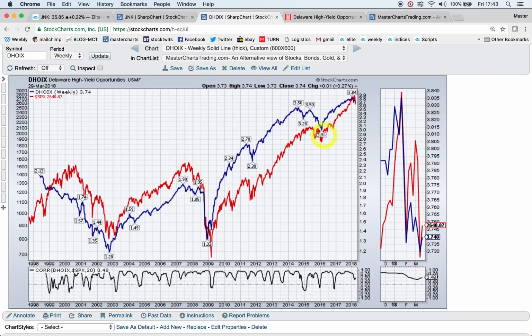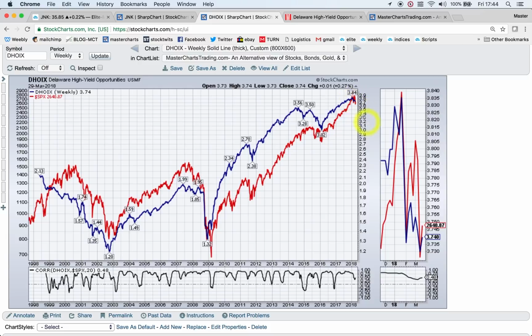You can see that they've been rallying really hard of late, and what I am seeing here is a possibility of junk bonds rolling over. Does it mean that stocks will also roll over? Not necessarily. You can see that back in 1998, 1999, 2000, junk bonds were already moving lower while the stock market was still appreciating.